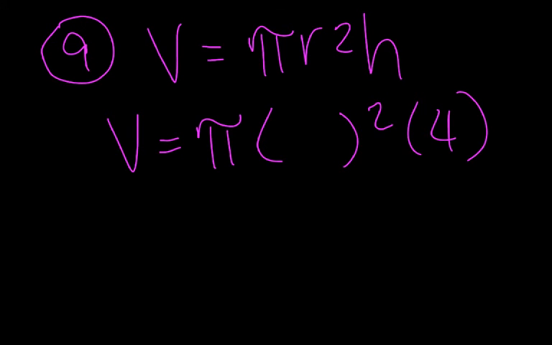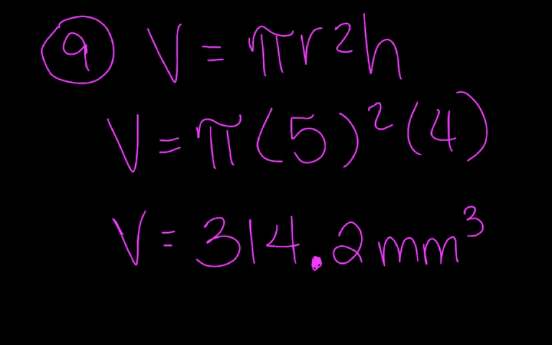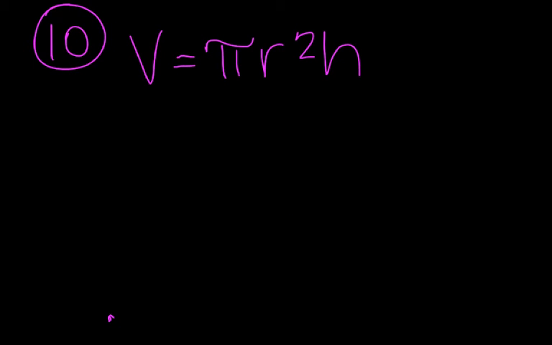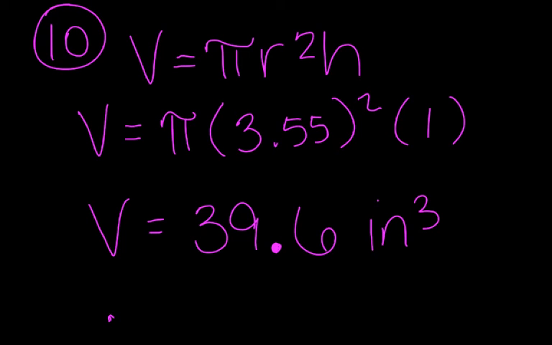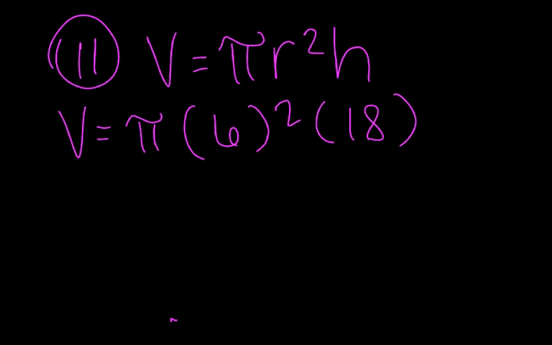Number 9, write down the formula. Replace the variables with numbers. Make sure for number 9 that you do get the radius, because they give you the diameter, so divide the diameter by 2, which gives you 5. That should give you 314.2 millimeters cubed. Number 10, write down the formula. For number 10, make sure you divide 7.1 by 2 so you can convert the diameter to the radius. That should give you 39.6 inches cubed.